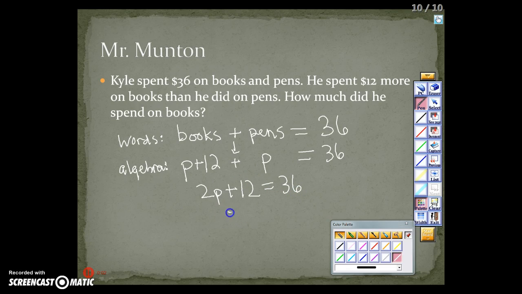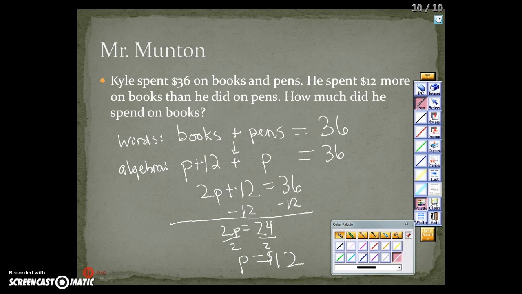We're going to subtract 12 from both sides. And of course you're going to get 2P here and 24 here. Okay, now I'm going to divide by 2 on both sides. And I get P equals 12. That's in dollars, right? Now, is that our answer?